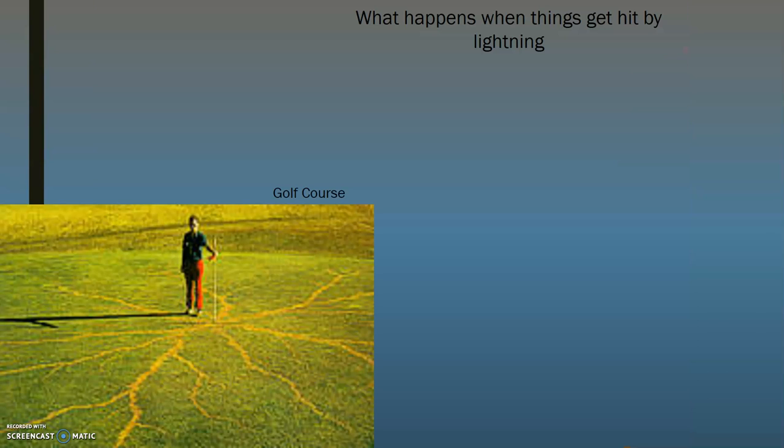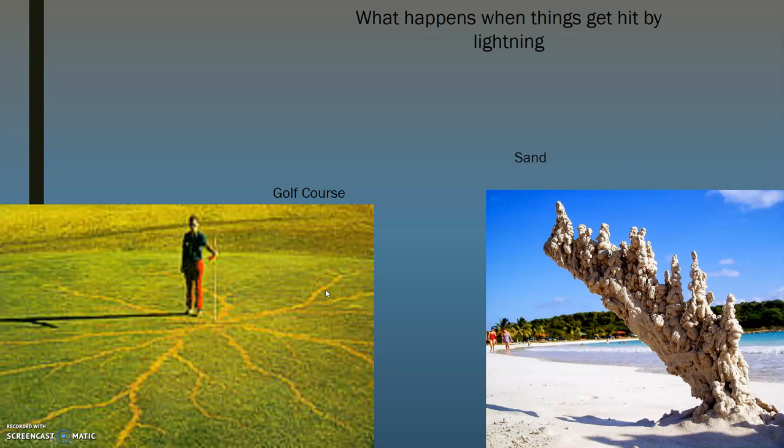So, what happens when a golf course gets hit by lightning? Well, you get these really cool little fractal patterns going on, these little striations. Also, when lightning strikes sand, sorry, Sweet Home Alabama, it does not turn into clear glass, but it does fuse the sand together and creates this.